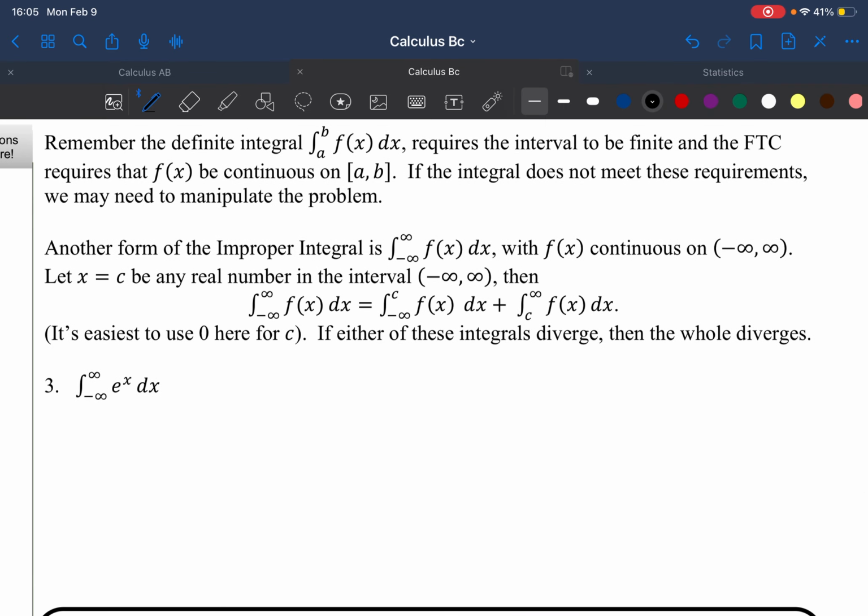So another form of an improper integral is if we have the integral from negative infinity to infinity of f of x, and f of x is continuous on negative infinity to infinity, then we could rewrite this and separate it into two integrals using some value c. Typically, c is going to be 0, because 0 is in between negative infinity and infinity.